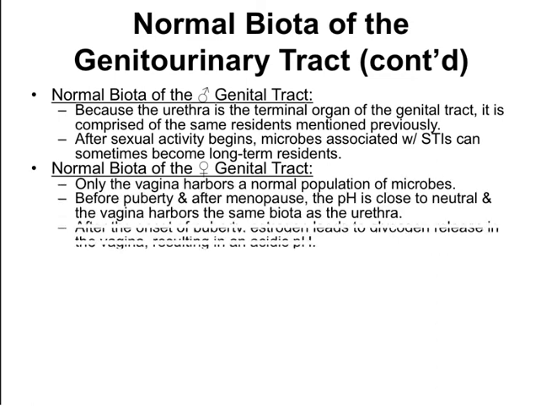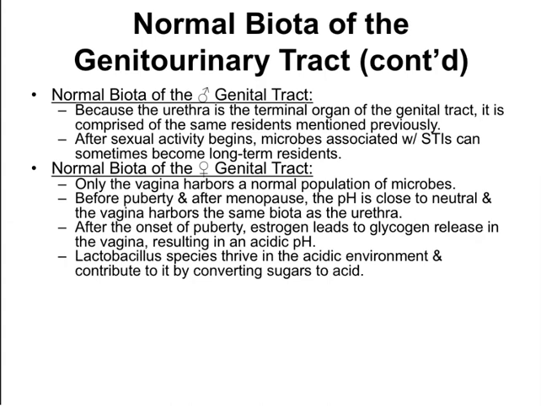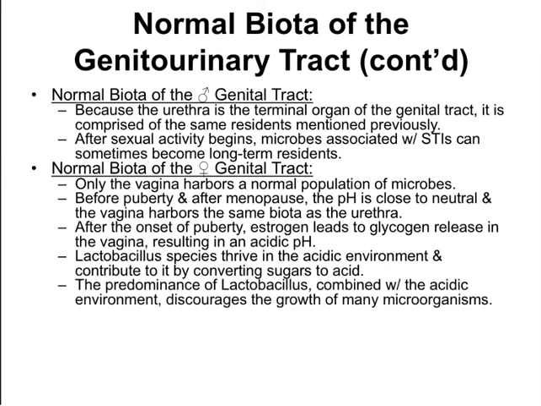In the female genital tract, only the vagina harbors microbes under normal circumstances. Before puberty and after menopause, the neutral pH of the vagina harbors the same biota as in the urethra. After puberty, estrogen leads to an acidic pH in the vagina, and that's going to change what lives there. Lactobacillus likes the acidic environment and contributes to it by converting sugars into acids. And this, combined with the acidic environment, discourages microbial growth.